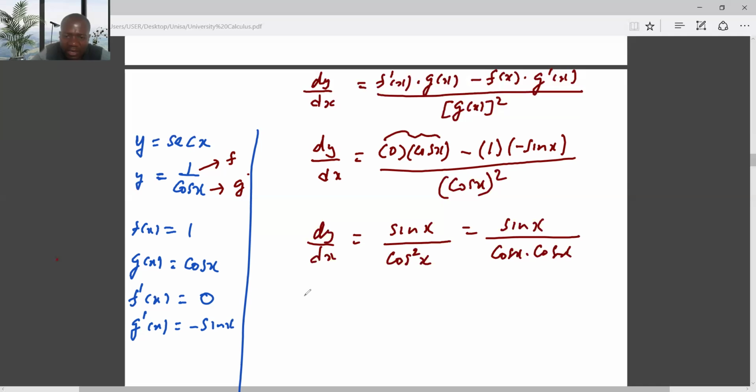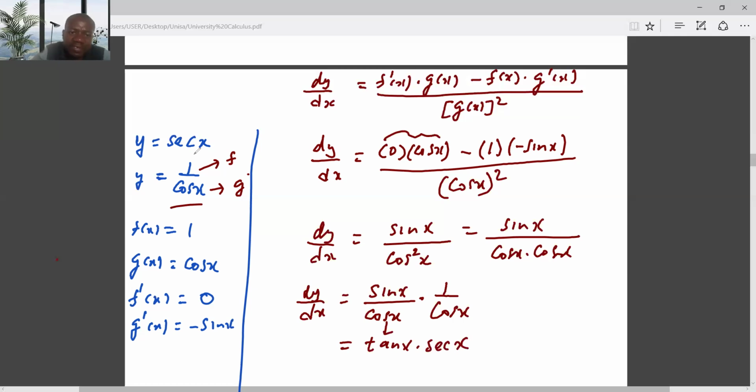You can still rearrange this. This will become sin x over cos x times 1 over cos x. And we know that sin over cos is the same as tan. And what is 1 over cos? It's sec. So it means the derivative of sec is sec, but with tan. Now, look at this, guys. The derivative of sec is sec x tan x.